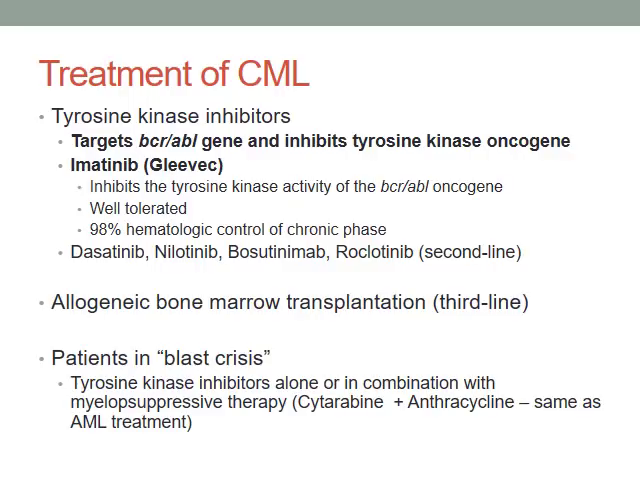Patients who do not respond well to tyrosine kinase inhibitors may also require a bone marrow transplant. And again, we prefer that this be an allogeneic bone marrow transplant. This would be considered their third-line treatment. Furthermore, if you have a patient who is in a blast crisis, meaning they have greater than 20% blasts in their bone marrow, they may need more treatment besides just tyrosine kinase inhibitors, which would include the same medications you would use for AML treatment, such as cytarabine and anthracycline treatment.